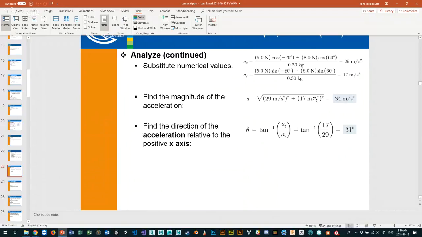That is the magnitude. Now we need direction. So what we do is we take the ratio of y over x, so sine over cosine, which is tangent. We want to take the inverse tan, or the arctangent, of the acceleration on the y-axis over the acceleration on the x-axis to find the total angle, which is 31 degrees. Okay, so that's how you do it. I put these in the slides purposely for you guys to use as a reference, right?